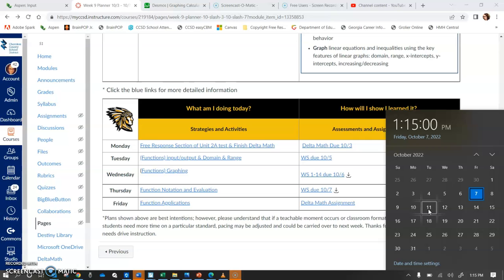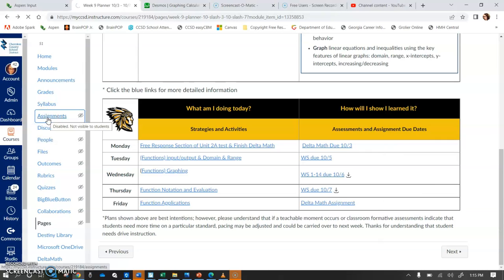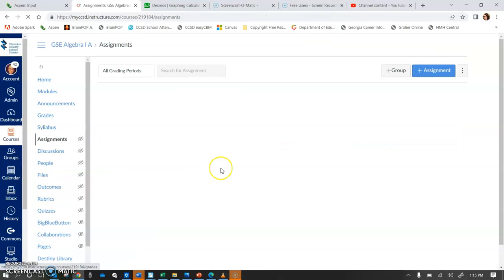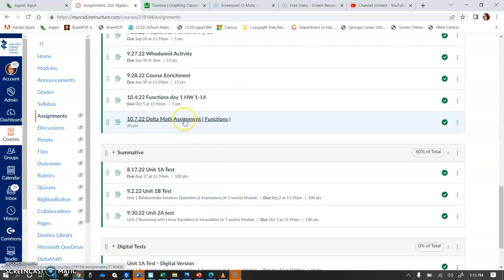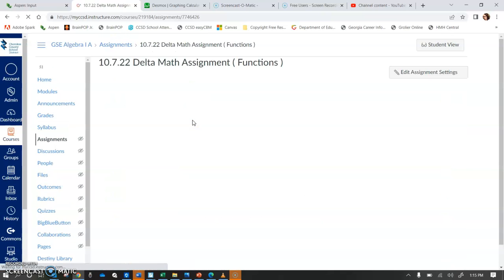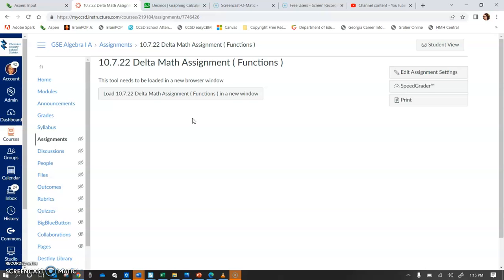Okay. So today's the 7th. It's due on the 11th. You have some time to work on it. If you go to this week's weekly planner, it's here. It's also in assignments. If we go to assignments, mine might look a little bit different than yours, but the assignment name is called 10-7-22 Delta Math Assignment Functions. It's 20 points. There are 20 questions, and as I was looking at this and creating it, it said it should take you around 20 minutes to complete it.